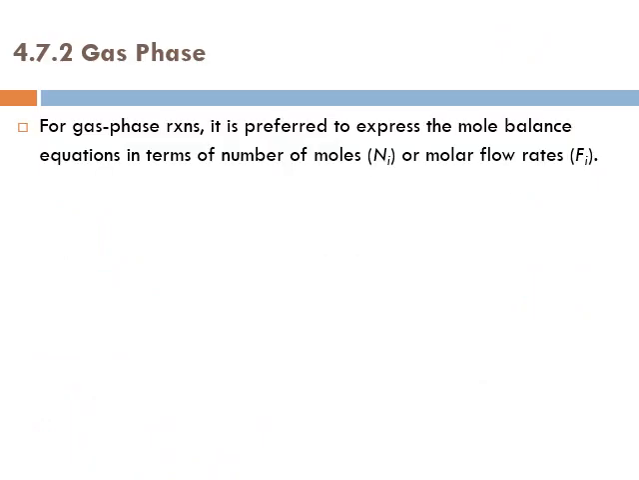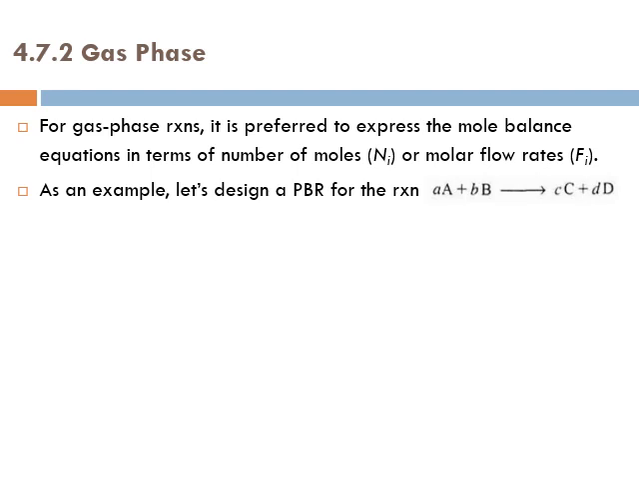Let's take another example, where x is not my preferred variable and I'm going to use the molar flow rate. So this example is related to the design of a packed bed reactor for the reaction a moles of A plus b moles of B gives you c moles of C plus d moles of D. Okay, the algorithm consists of 5 steps.